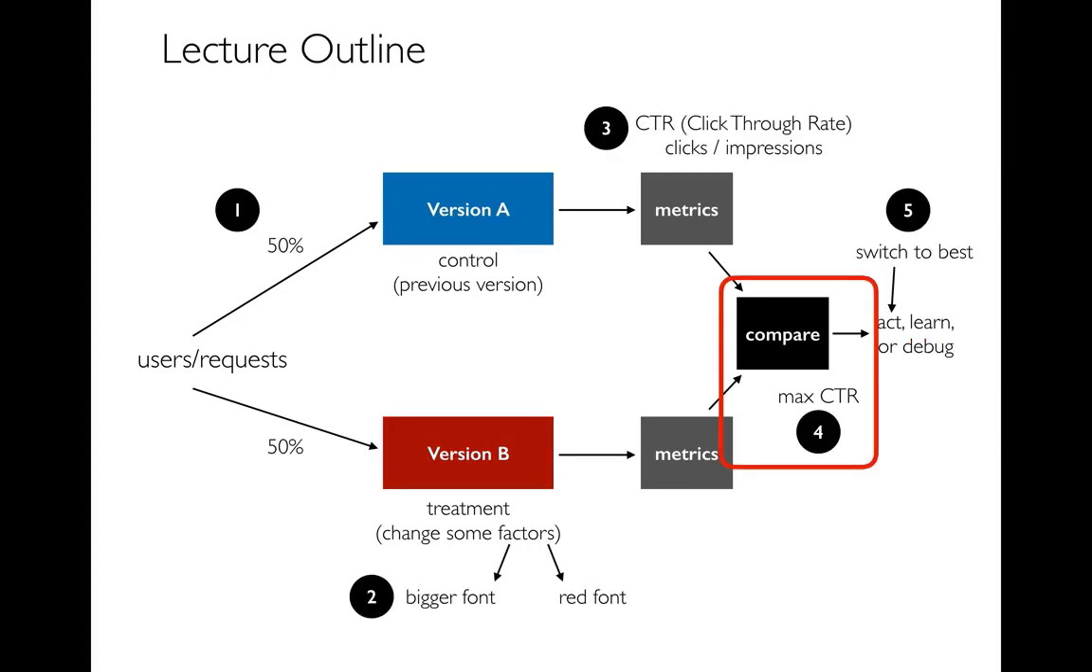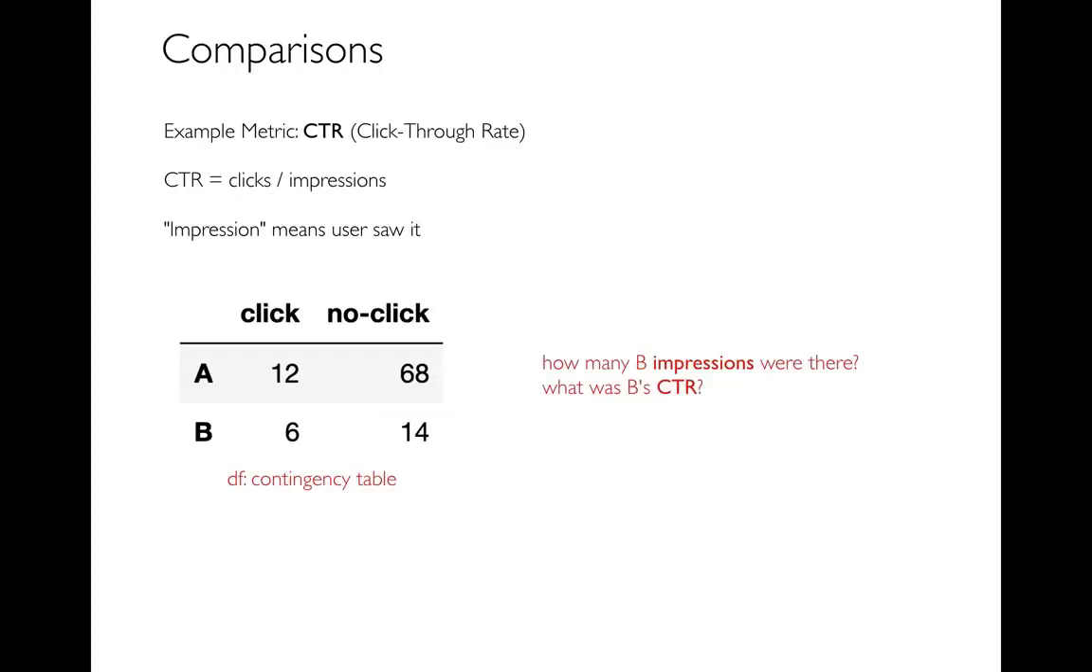Okay, so that's the outcomes. Those are the 3 different reasons we might want to do A/B testing. Let's talk about how we can compare the metrics coming off of our 2 different versions. And so for now, we're just going to keep going with that metric, which is click-through rate, clicks per impressions, and just to be a little bit redundant, an impression means that the user actually saw something and had the opportunity to click on it. Maybe they clicked on it, maybe they didn't.